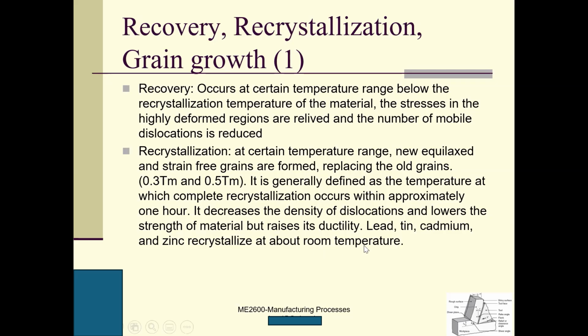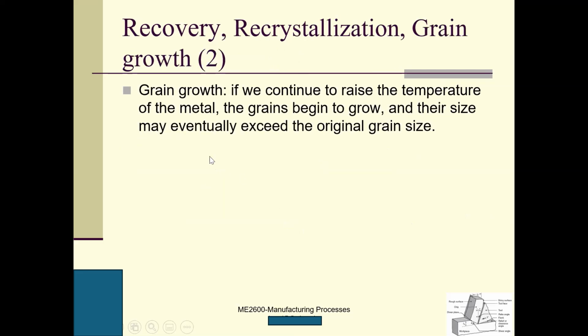Here are several commonly seen metals: lead, tin, cadmium, and zinc. They recrystallize at about room temperature. So this is kind of special. I hope you pay attention to this for the commonly seen metals. After recrystallization, there is grain growth. The new grains keep growing.